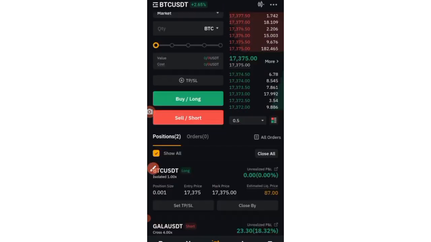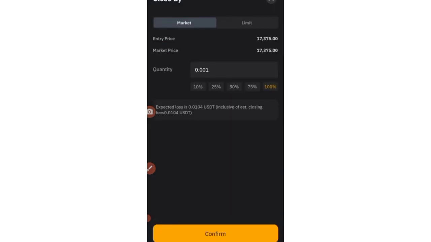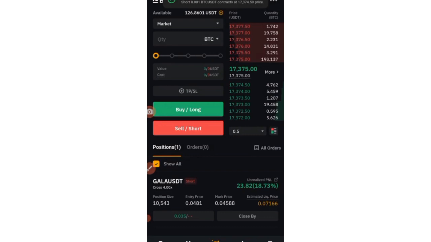But alternatively, let me close this trade, because it's not a real trade. The real trade is already running. As you can see, I'm already in profit. This is the real trade that was properly analyzed. This Gala, you can see it's already in profit.